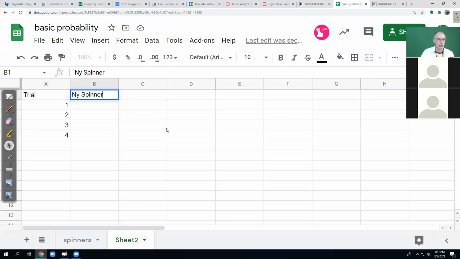maybe I pick spinner B, and maybe my partner picks spinner A, and then my win or loss.